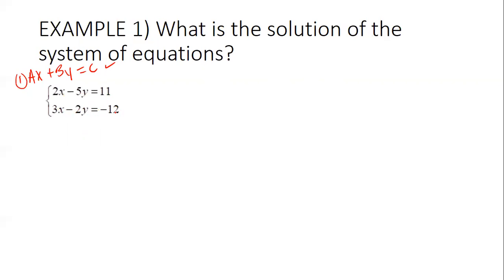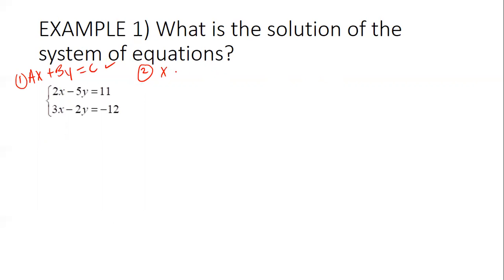So then step 2 is to find your least common multiple, okay? To find your least common multiple, you have to decide which variable you want to eliminate. So you have to decide, are you going after X or are you going after Y? It honestly does not matter. I'm going to get rid of X because it has smaller numbers.